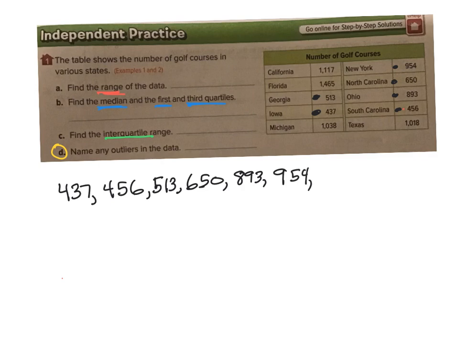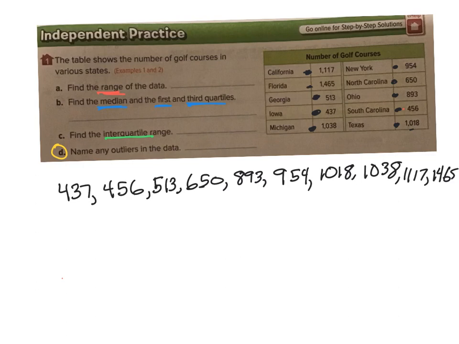954. Now I'm in the thousands. I see that I have 1100, 1400, 1038, and 1018. This is my smaller one, 1018. Then I go a little bigger with 1038. Then this one is 1117. And my final one is 1465. Whew. That's a lot of work in itself.